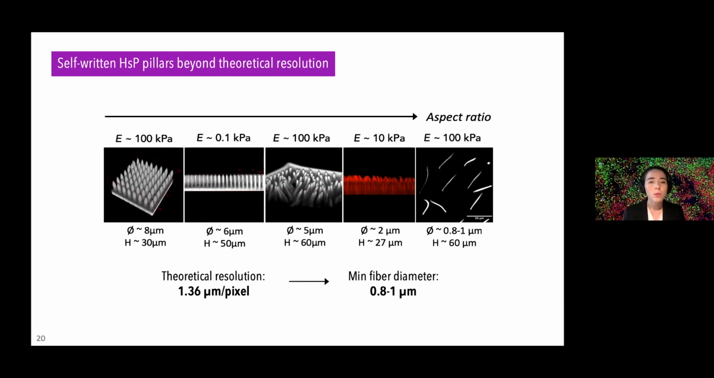This was reproducible with materials of Young's moduli spanning approximately 0.1 to 140 kilopascals. Notably, we could achieve fibers, as you see here, with diameters beyond the theoretical resolution imposed by the optical system, which was about 1.36 microns per pixel. So this represented a significant improvement over the lateral resolution previously achieved using the layer by layer fabrication approach.